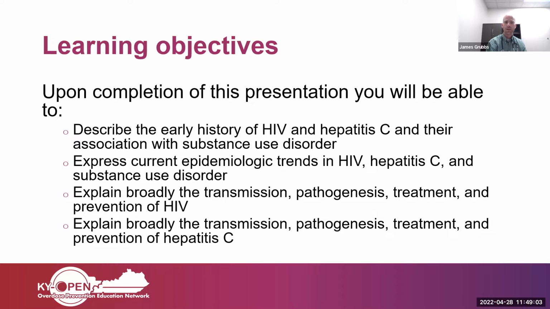Last week we talked about objectives for the presentation: being able to talk about some of the early history of HIV and hepatitis C and how that's been woven in with substance use disorder for both of those infections. We talked about the epidemiologic trends for HIV and hepatitis C and substance use disorder and how those things have been related. We wanted to help you talk more broadly about the transmission, pathogenesis, natural history, treatment and prevention of both HIV and hepatitis C. That's what I tried to touch on during last week's presentation, and we'll recap some of the high points here at the beginning.